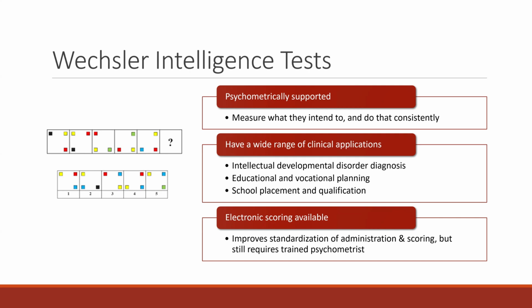There's also, more recently, electronic scoring available. This helps make sure that the tests are administered in a standardized way and that the scoring is standardized. It reduces human error, but they still need to be administered by a trained psychometrist. It doesn't have to be a psychologist who actually does the administration, but it still needs to be somebody who's familiar with the rules of administration.